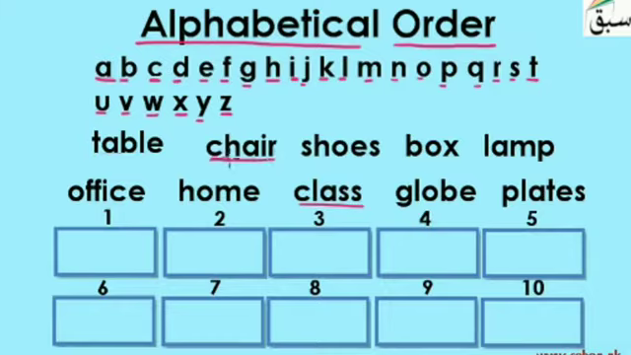here we can see chair and class, then we will see the second letter of the word. In the word chair, H is the second letter, and in the word class, L is the second letter. L comes after H. So we will write chair in the first box, and then we will write class in the next box. Now let us read the words.